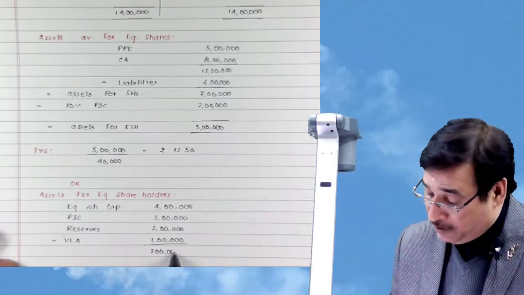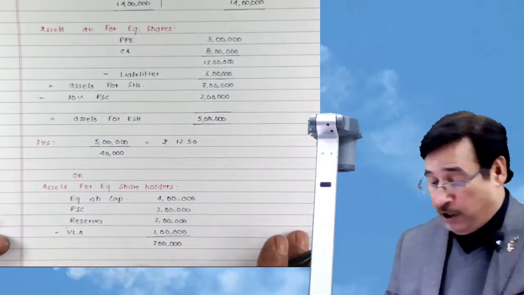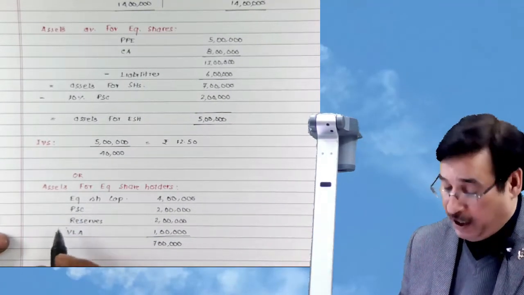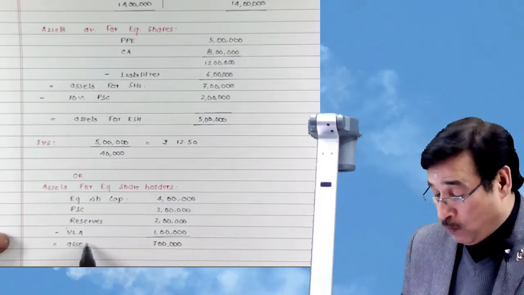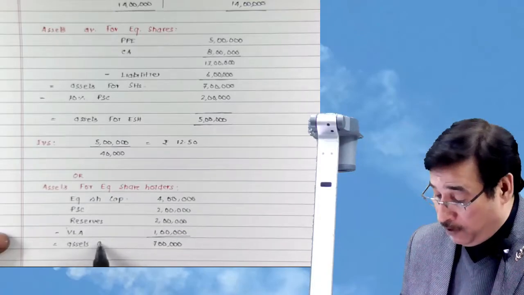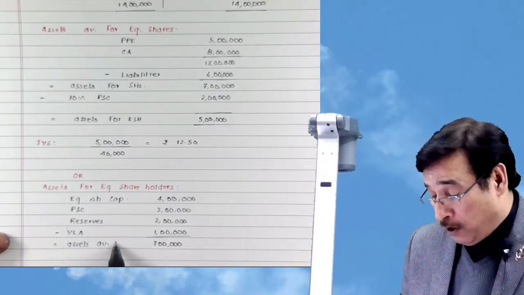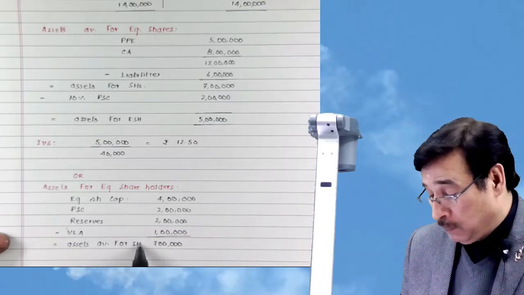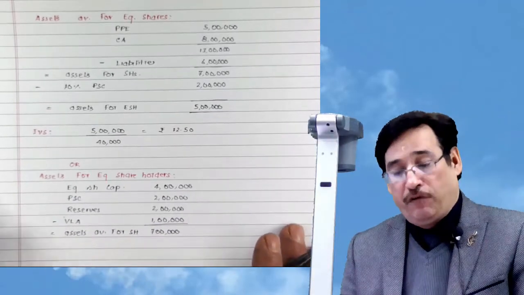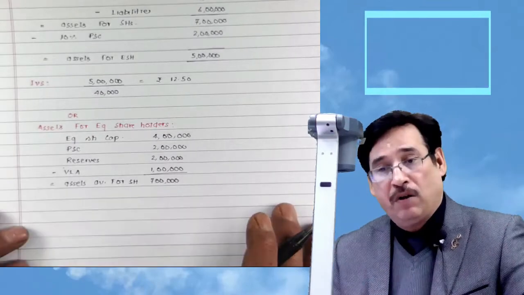This 7 lakh is actually assets available for shareholders, because we have written here preference share capital also. So it will be assets available for shareholders. This is your asset available for shareholders. Is it clear to you or not?